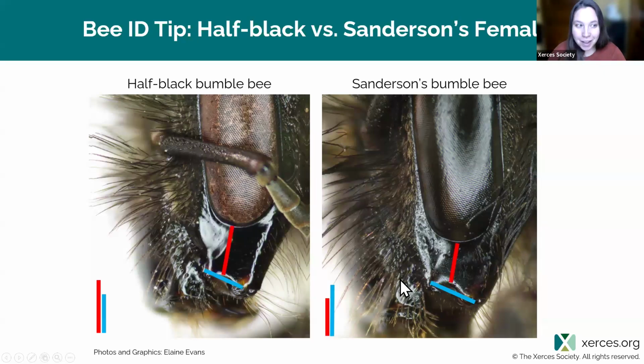You really have to measure them to be sure. So for our half-black bumblebee, we have a really long face, and the width of the face is a little bit shorter than the length. For Sanderson's, the width is a little bit longer than the length. So the only way you can be 100% sure you're looking at a half-black versus a Sanderson's bumblebee is by measuring that cheek.